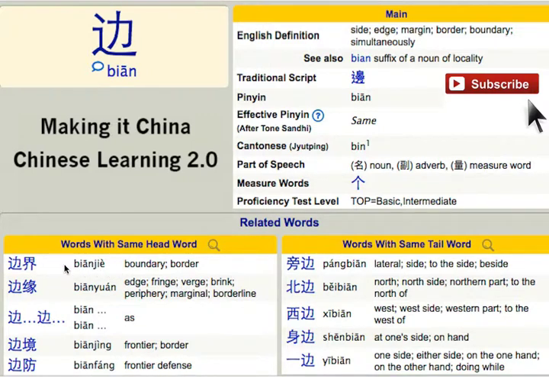Bian jie, bian yuan, bian, bian de, bian jing, bian fang. Alright, so we have looked now at the pinyin. Let's have a look at the translation. Boundary, border, edge, fringe, verge, brink, periphery, marginal, borderline, as, frontier, border defense. Alright, so we see that there is a clear pattern here.